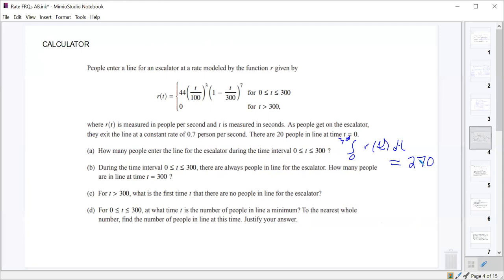Now it says during the time interval 0 to 300, there are always people in line. How many people are in line at t equals 300? Well, we started with 20 people in line. And during the time period from 0 to 300, 270 people joined the line. But 0.7 people left every second. So how many people left? 0.7 times 300. So 290 minus 210, that looks like. I wrote 2, that ought to be 80. Not even really any calculus for that one, huh? Any questions on part B?